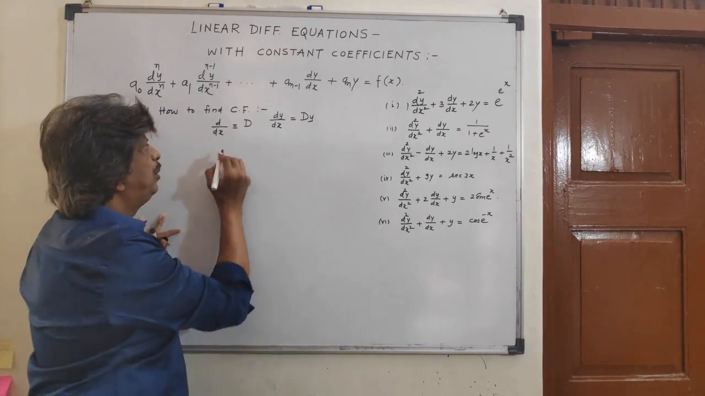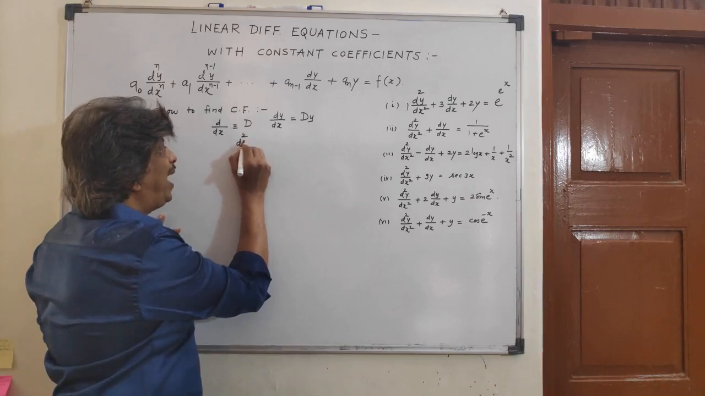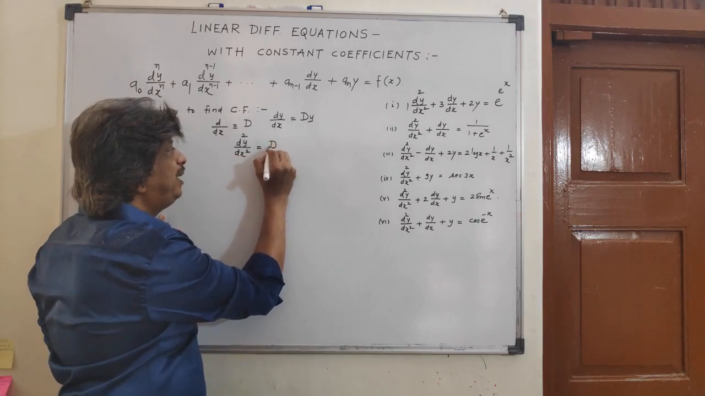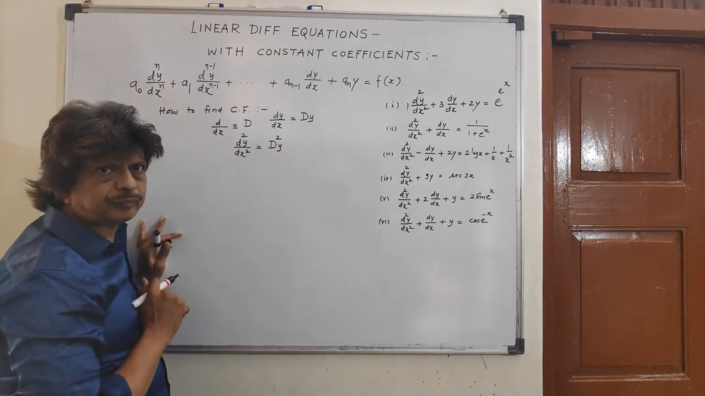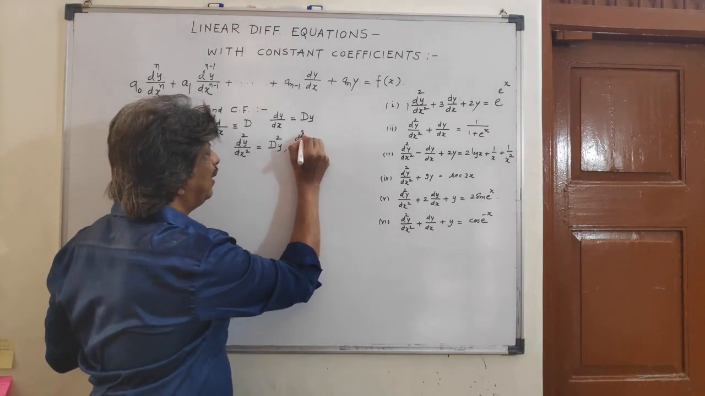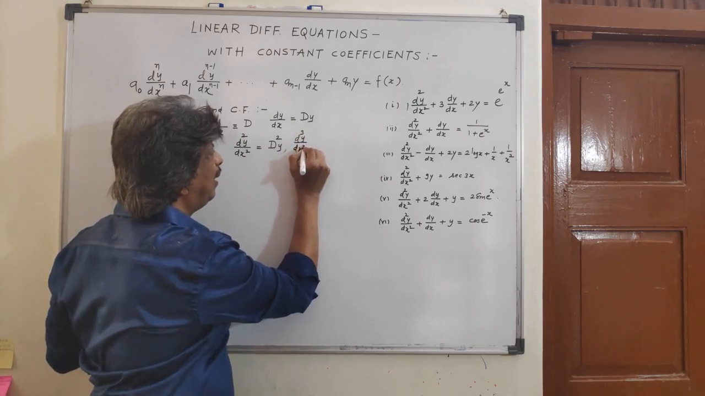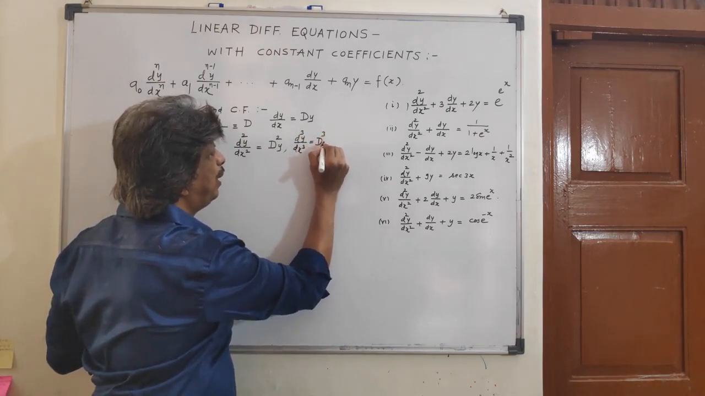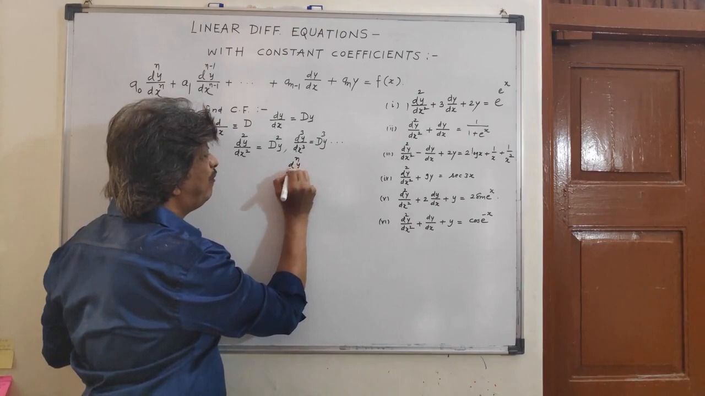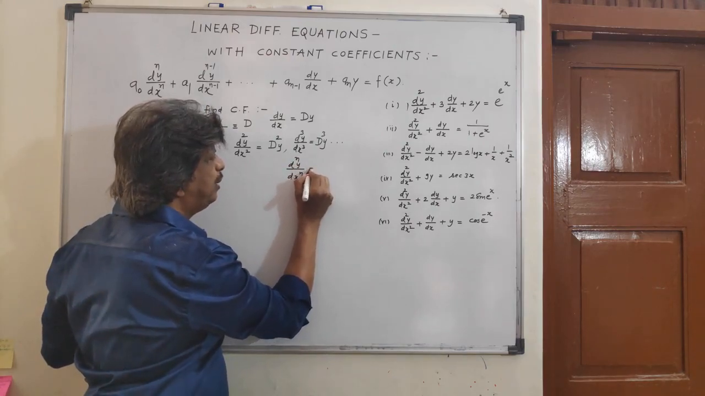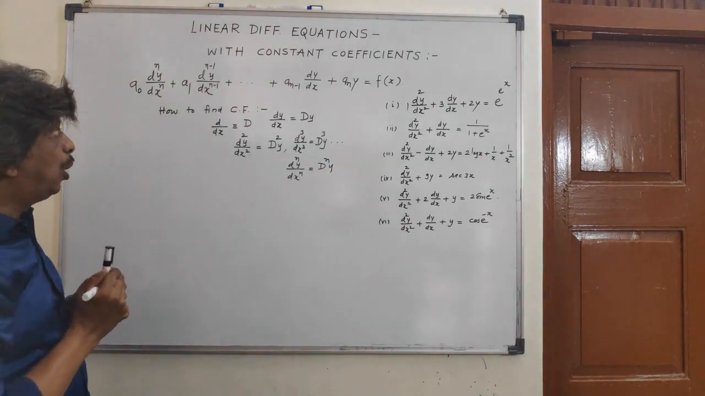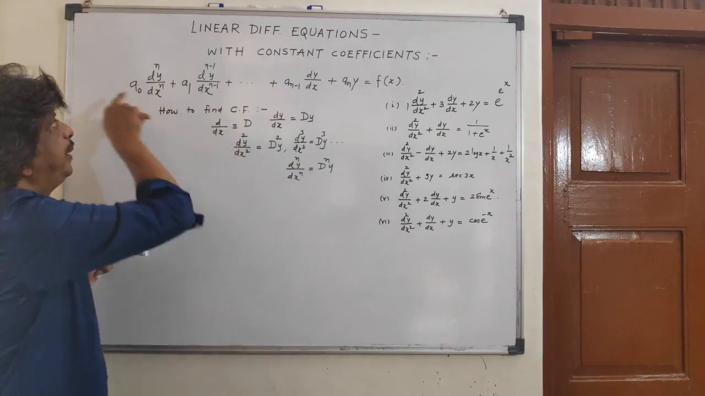In a similar manner, d2y by dx2 you put as D squared y, d3y by dx3 as D cubed y, and so on. The nth derivative of y with respect to x is denoted as D^n y.